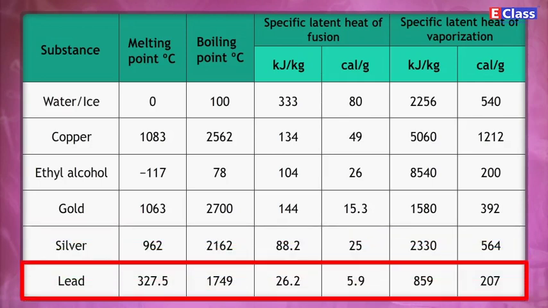Substance: lead. Melting point: 327.5 degrees Celsius. Boiling point: 1749 degrees Celsius. Specific latent heat of fusion: 26.2 kJ per kg, 5.9 cal per gram. Specific latent heat of vaporization: 859 kJ per kg, 207 cal per gram.